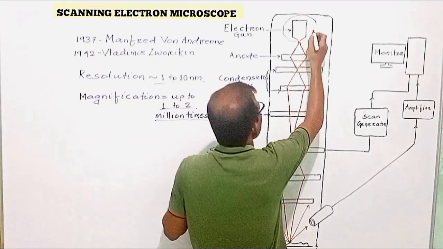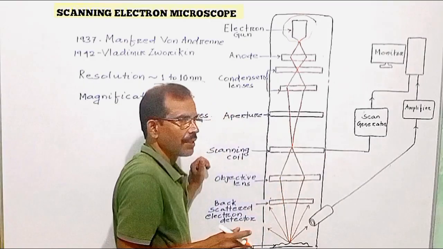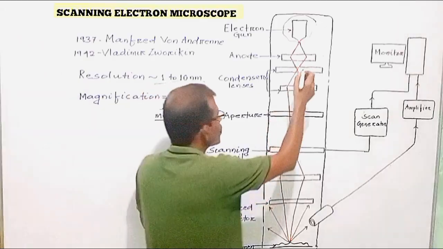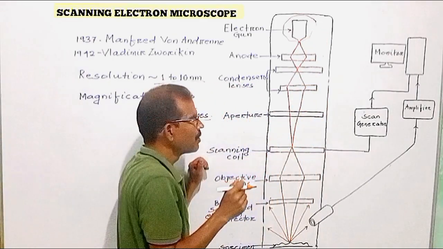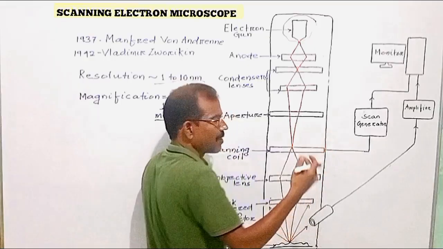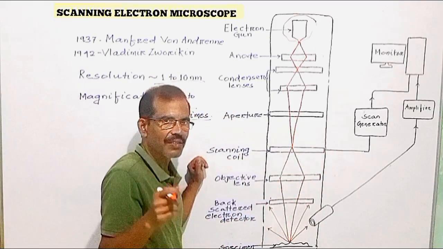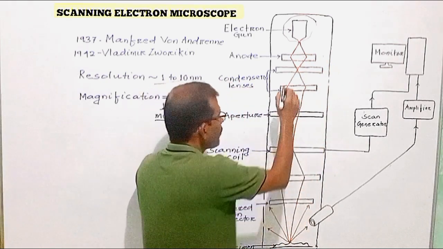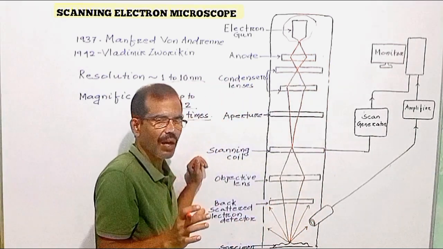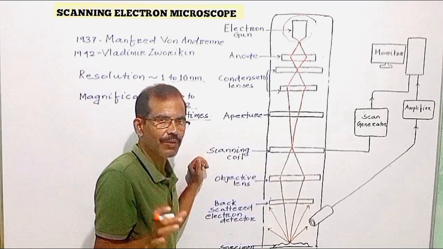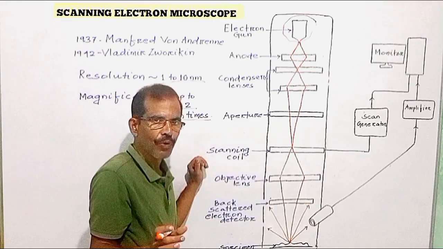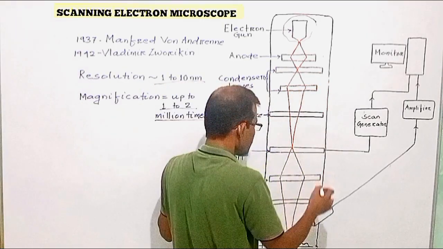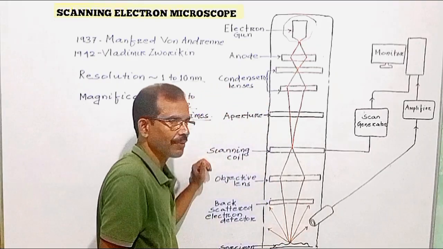The first component is an electron gun. It is a heated tungsten filament that generates electrons. So the gun is the cathode. These electrons are then accelerated by applying a massive voltage between the gun and the anode. The function of the anode is to attract, accelerate and shape the electrons into a fine beam, which is then projected by the electromagnetic condenser lenses onto the specimen.